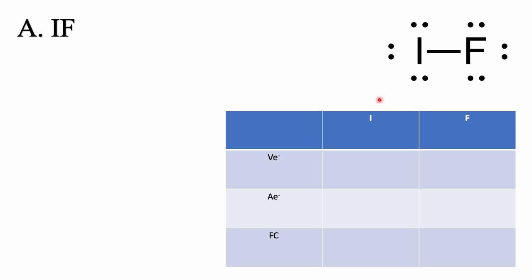A formal charge table, as shown here, allows us to set up our information and quickly do our math. We often use the abbreviations VE for valence electrons, which is the number of electrons in an element's outer shell, AE here, which stands for assigned electrons, which is the number of electrons the atom has after bonding, and FC, which stands for formal charge, the charge assigned to a molecule or atom after bonding. The assigned electrons are subtracted in this row from the valence electrons in this row to give us our overall formal charge in this row.